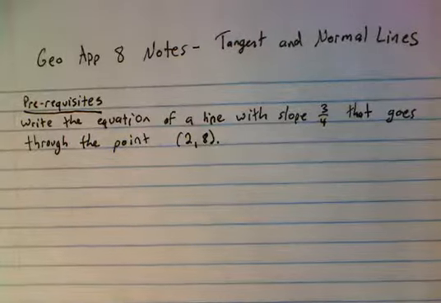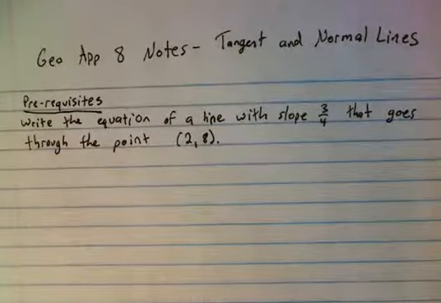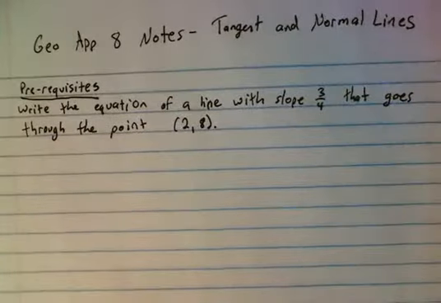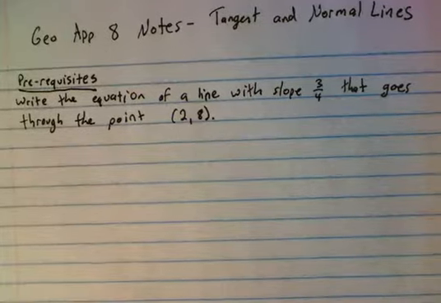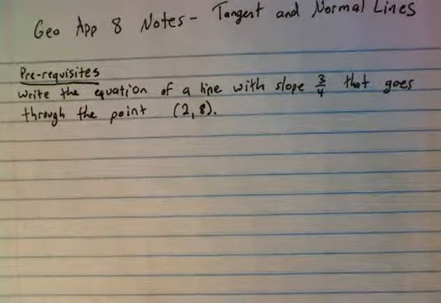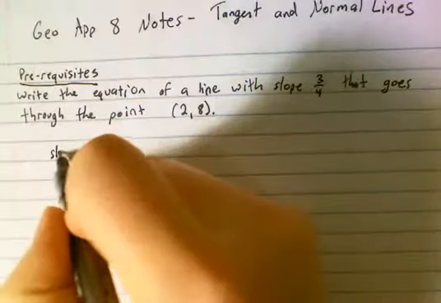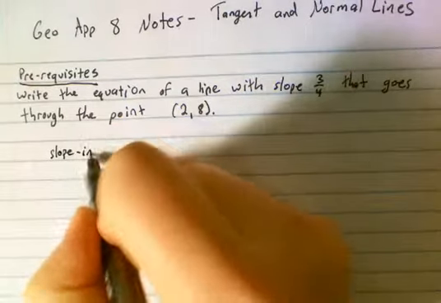So before we can do anything calculus-wise, we need to make sure that we can write the equation for a line if we know the slope and the point. There are a couple different ways to do this. One is substantially easier in the calculus world, but you need to be able to do both of them. And one is slope-intercept form.